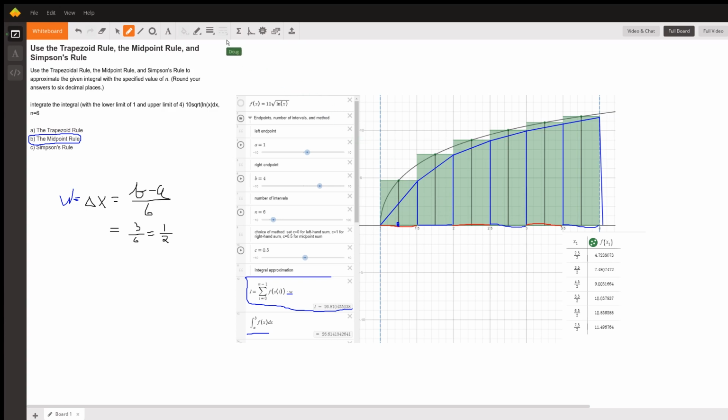So you'd have to find, this might be called base 1 right here. This would be called base 2. And this would be the height of the trapezoid. So the height times the average of the 2 bases would be the area of trapezoid number 1. And of course, b sub 1 would be f of 1.5. And b sub 2 would be f of 2. And so on for the remaining trapezoids.